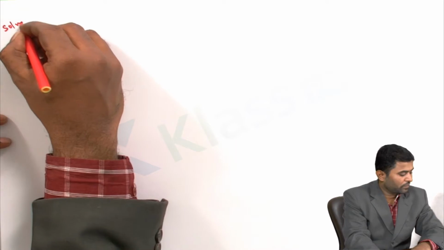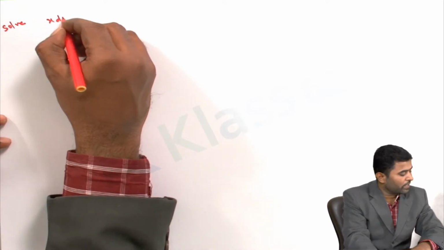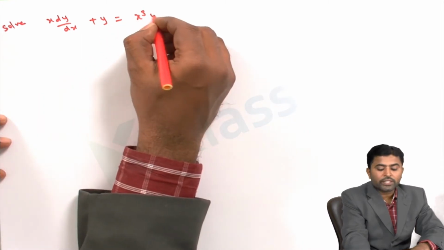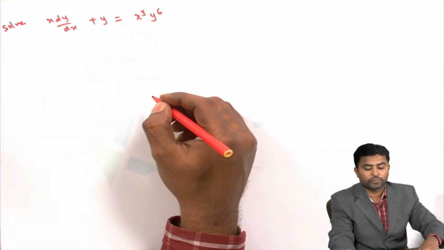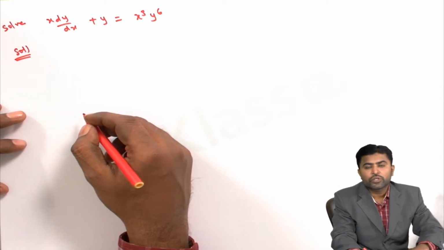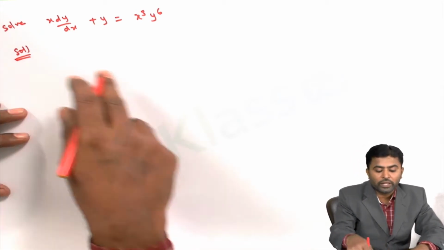Solve x into dy by dx plus y is equal to x cube y power 6. First, we'll try to make it as a linear differential equation. So for that, we have to divide throughout by x.